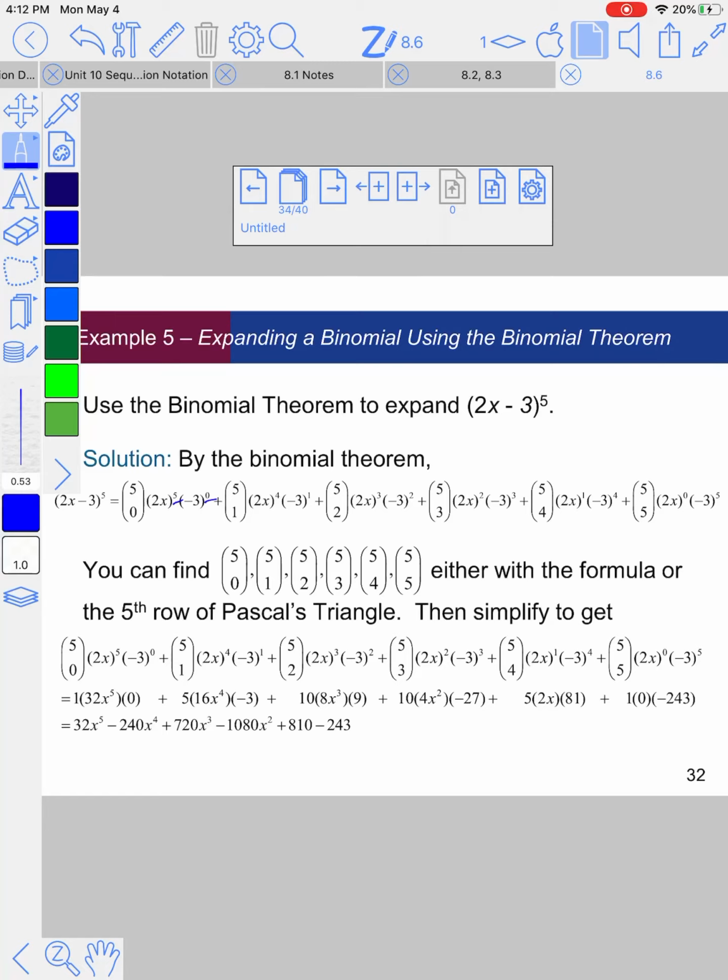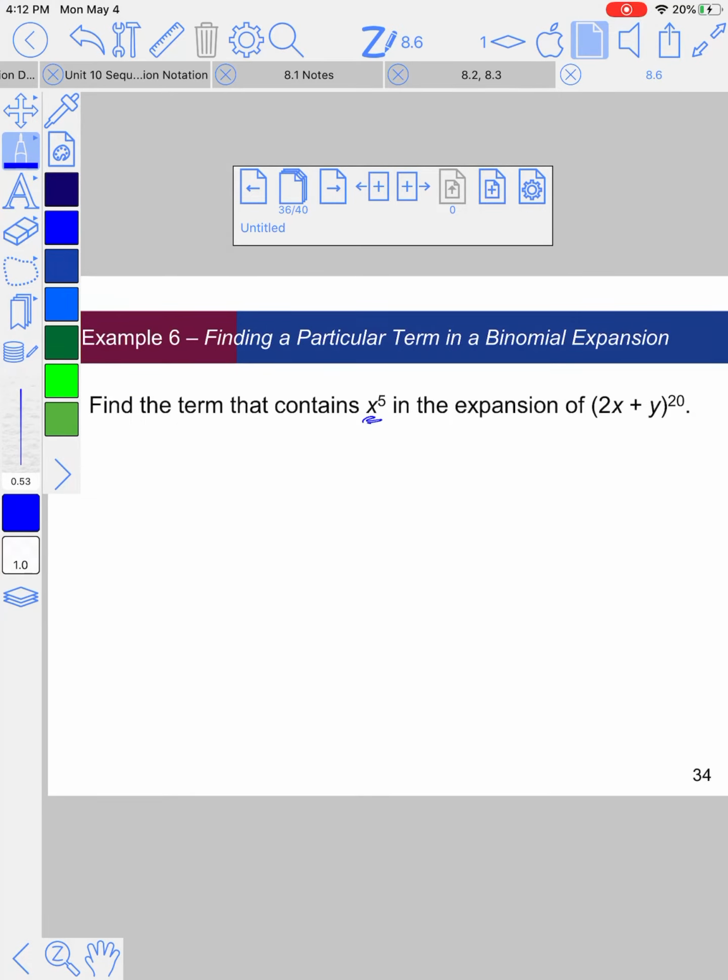5 plus 0 is 5. 4 plus 1 is 5. 3 plus 2 is 5. 2 plus 3 is 5. 1 plus 4 is 5. 0 plus 5 is 5. So, what that tells us is that the exponents have to add up to, in this case, 20. And we want x to the 5th.